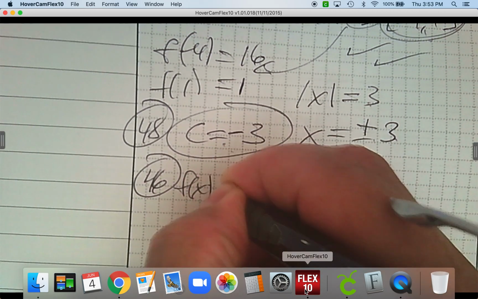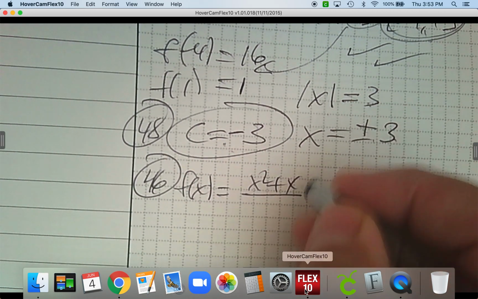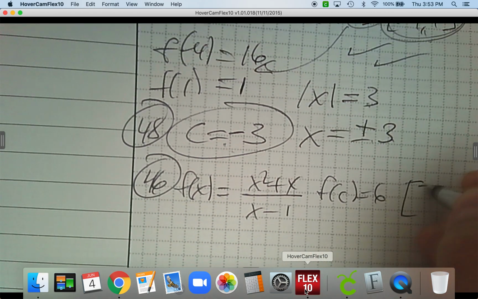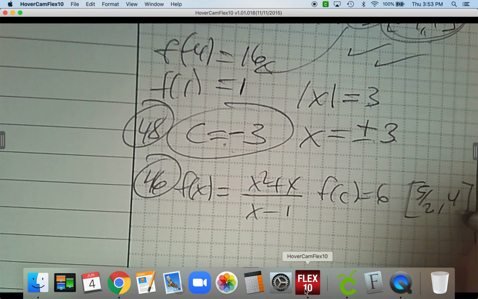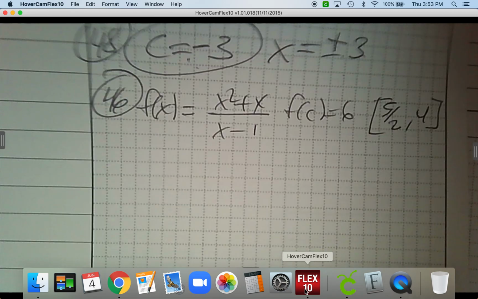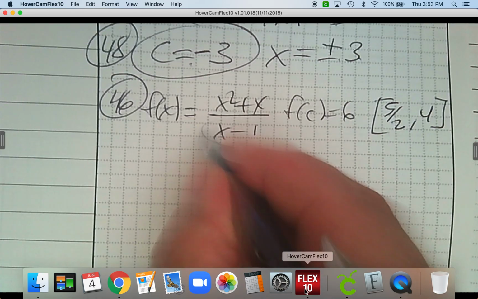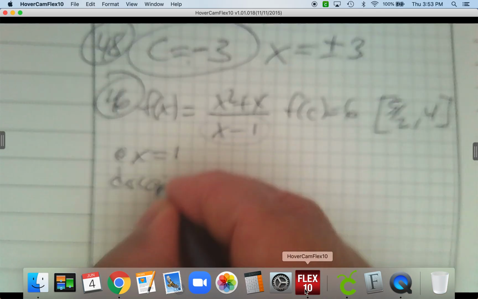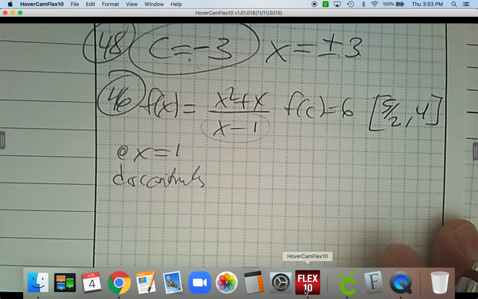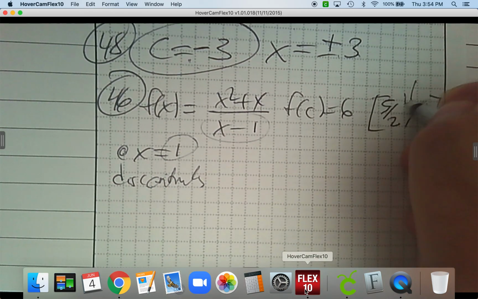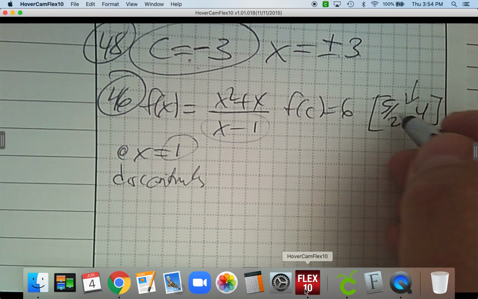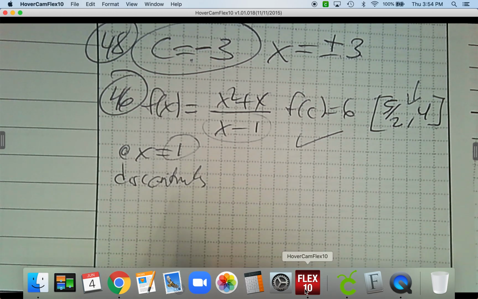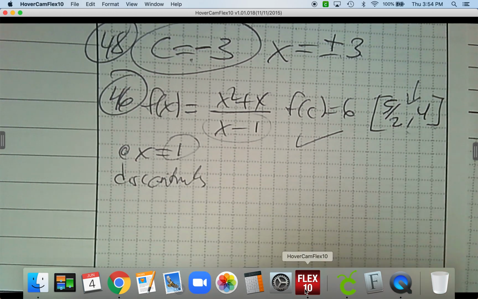So 46, f of x equals x squared plus x over x minus 1, and f of c equals 6, and it's between 5 over 2 and 4. So let's look carefully. There is a discontinuity at x equals positive 1, right? Look at my interval. Is 1 in my interval? No. So in my interval from 2.5 to 4, we're good. There are no discontinuities in the interval. If positive 1 was in the interval, it would fail.